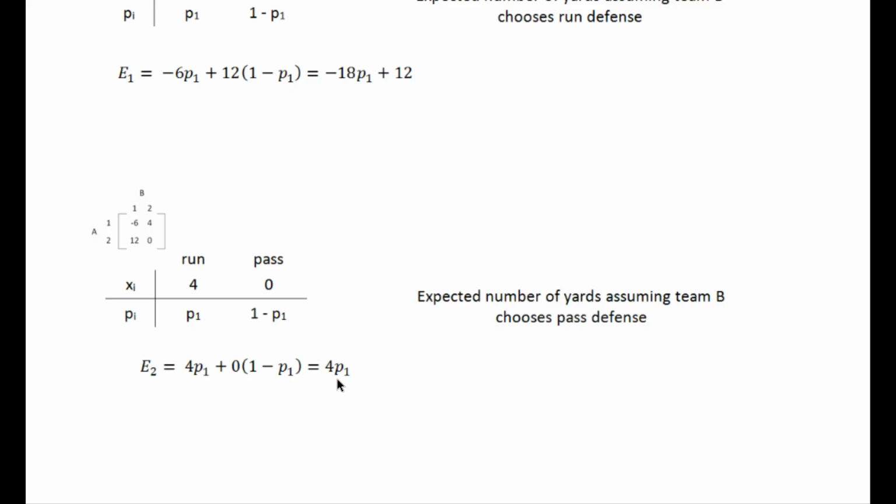That gives us 4P1. Now, because Team A doesn't know what type of play Team B will choose, the best option is where the expected number of yards, the expected value, is the same regardless of what B chooses. So we're going to take those two expected values and we're going to set them equal to one another. So -18 P1 plus 12 equals 4P1.